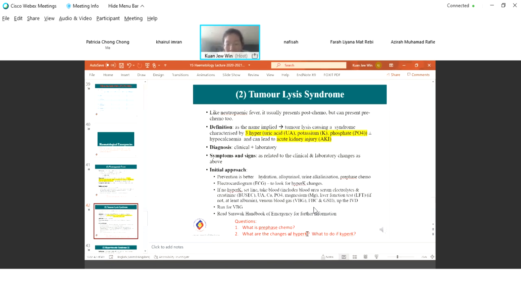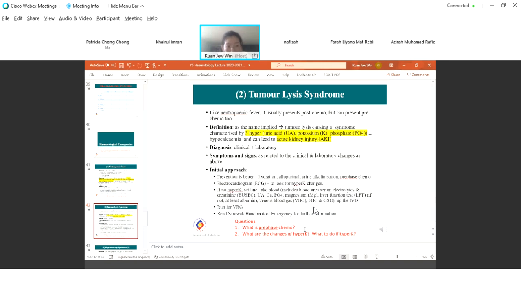So what to do if there is hyperkalemia from the ECG changes? We give IV calcium gluconate. Then we give salbutamol and insulin with glucose. We usually do not give salbutamol first; we give the calcium gluconate.